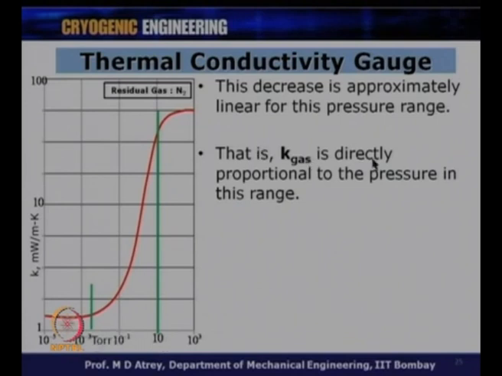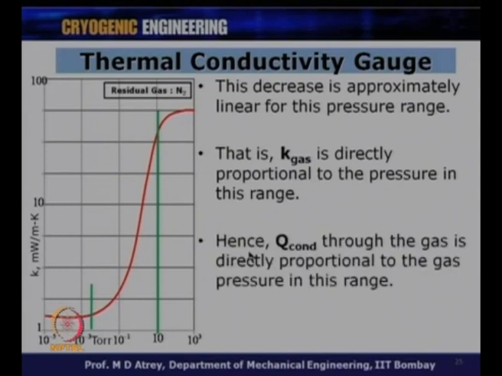That is, K gas is directly proportional to the pressure in this range. Once you say K gas, the heat conducted by that gas is a function of K gas, and therefore, Q conduction through the gas is directly proportional to the gas pressure in this range. So, if I can calculate Q conduction, if I get some representative value of Q conduction, I can relate Q conduction to the pressure of the gas.